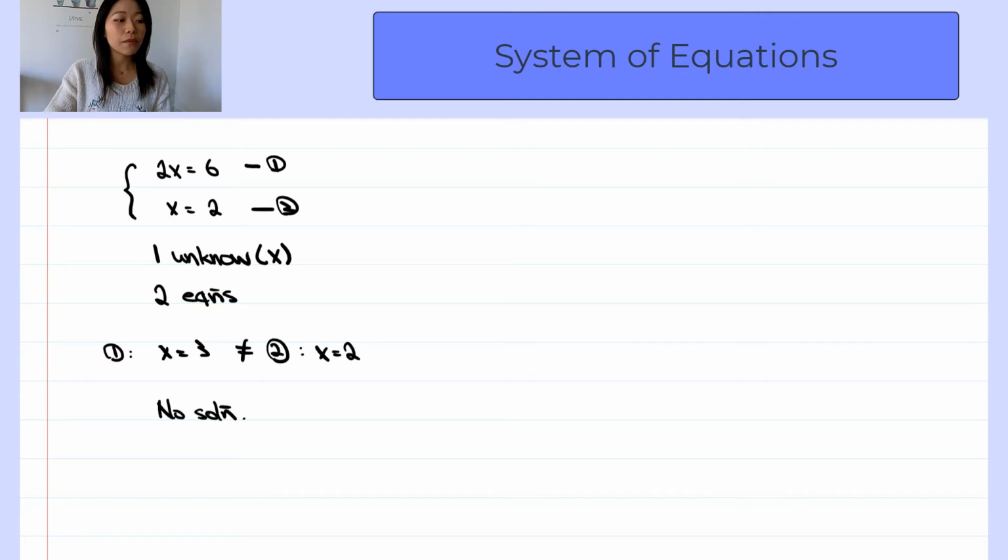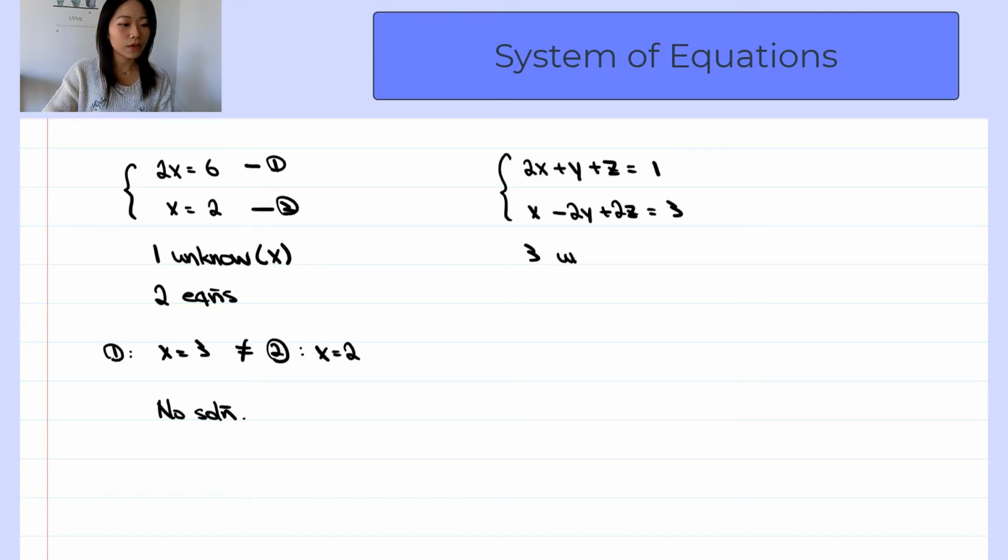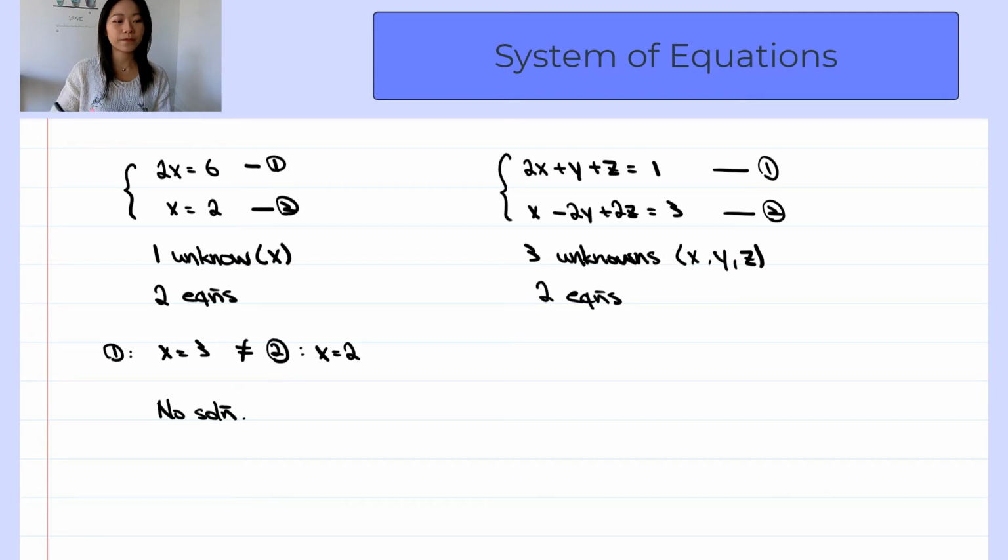How about when the number of unknowns is greater than the number of equations? Here we have three unknowns, x, y, and z, but we only have two equations. Let's call them equation 1 and equation 2. How many solutions will we get? We can get infinitely many solutions.